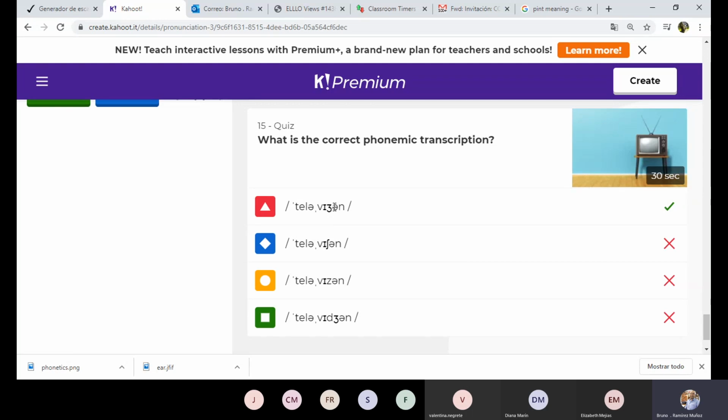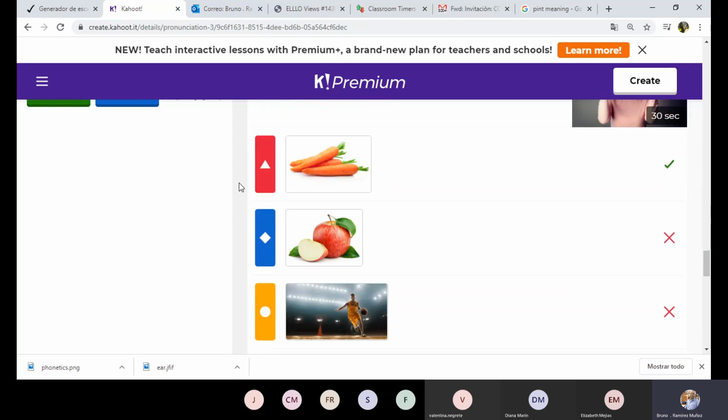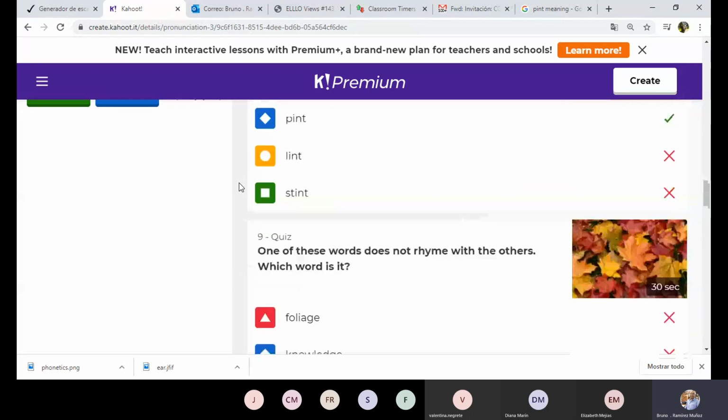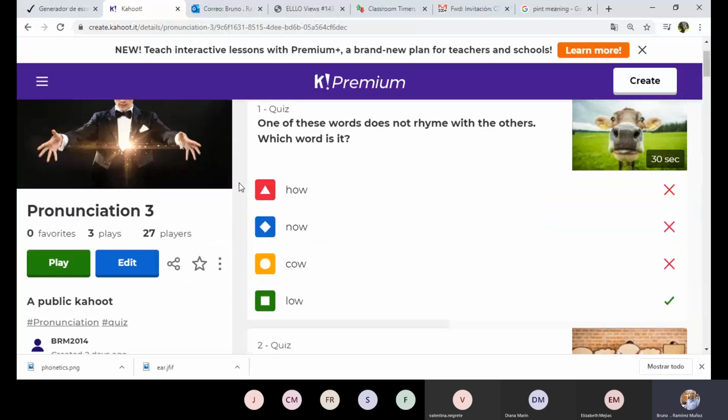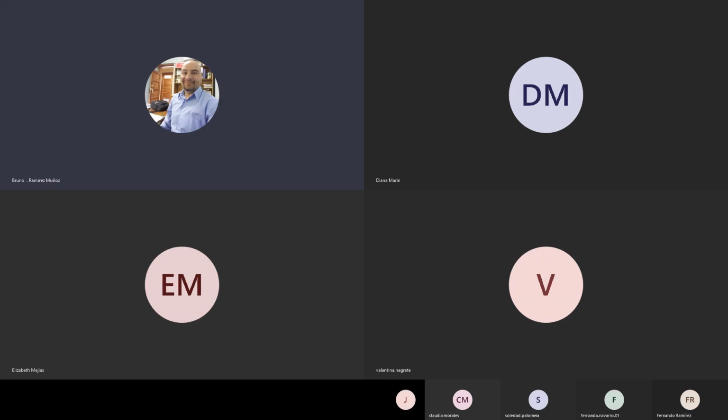Okay, I hope I have answered maybe some questions that you were not asking but had in your mind. Any other? I think we didn't revise this one, which is how, now, cow, the diphthong ow, and this one is low, o. Okay, it's the only different one. All right, so do you have any comments or questions about the exercise?